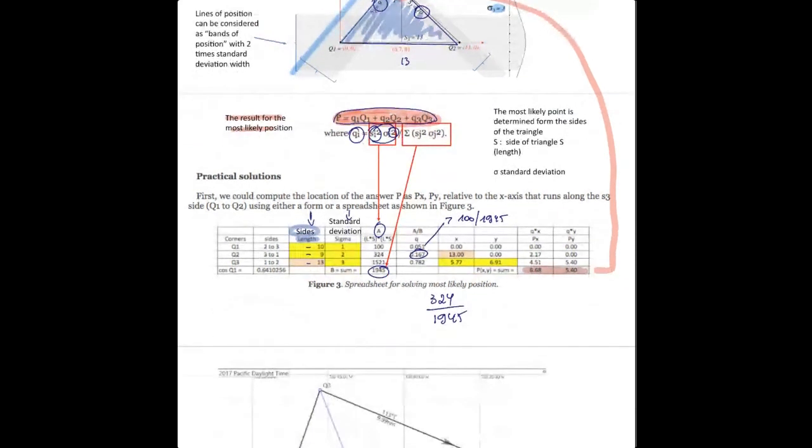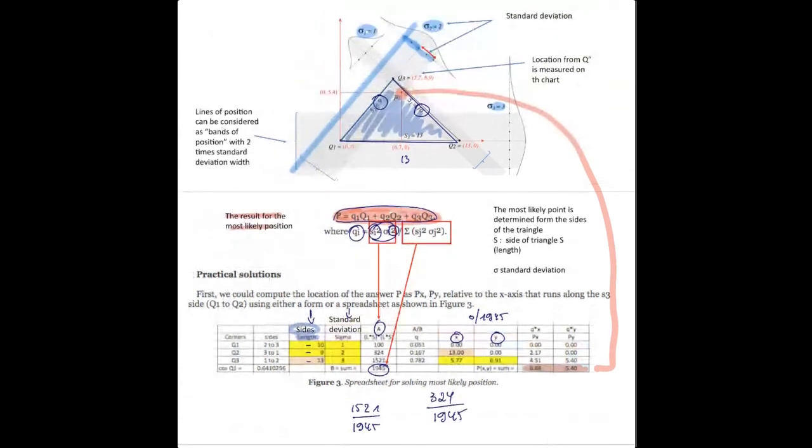So, and we go on. For this value, we have here 1,521 divided by 1,945. So this gives us the first Q. Then we need to determine the coordinates. These are our coordinates, x and y. How do we do this?